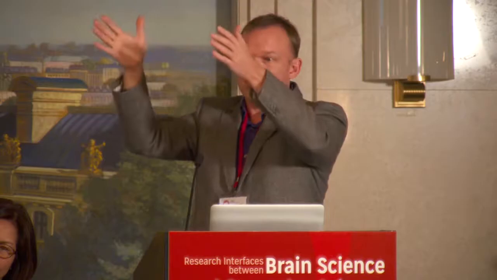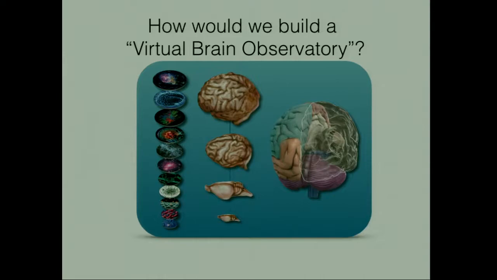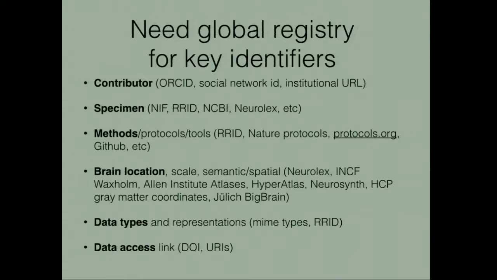Now, the question is if we want to build a virtual brain observatory, what would that mean? What would be our data cube? And I think this is where it'd be useful to think about what those key identifiers would be that could be lightweight to provide, able to position an observation in a unique space so that you can actually start to combine that data.